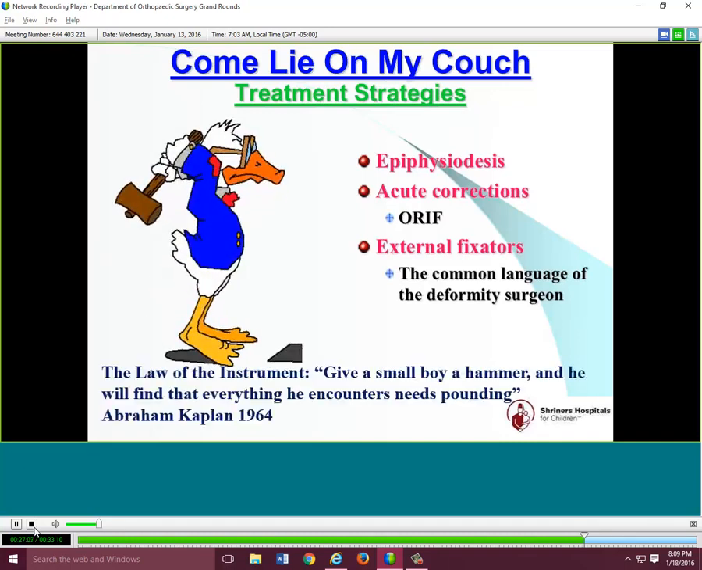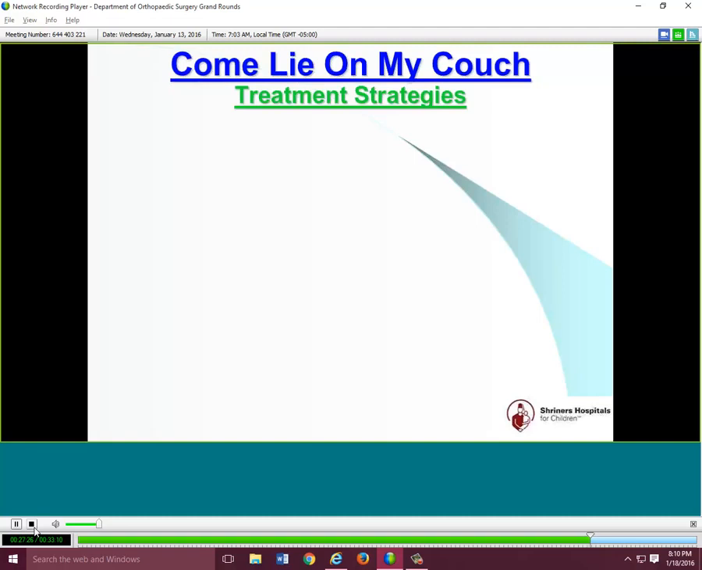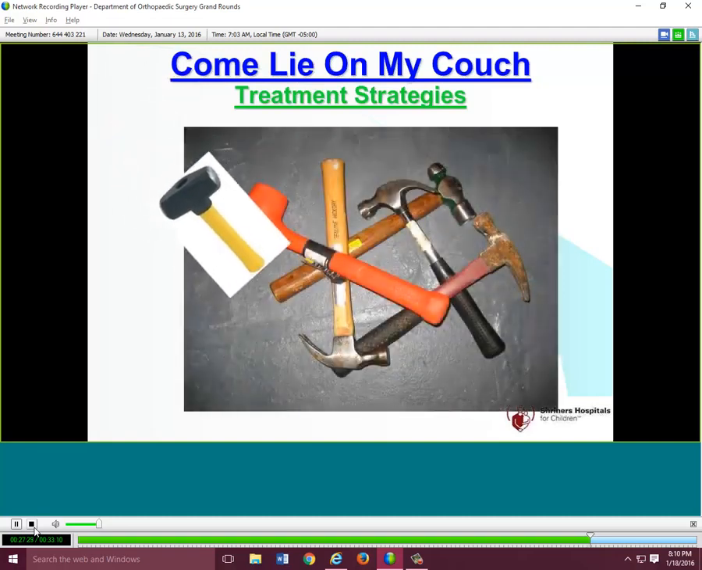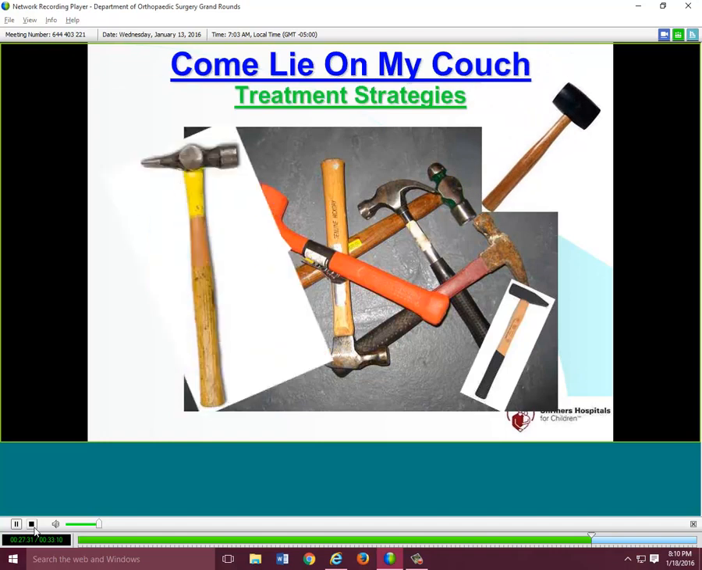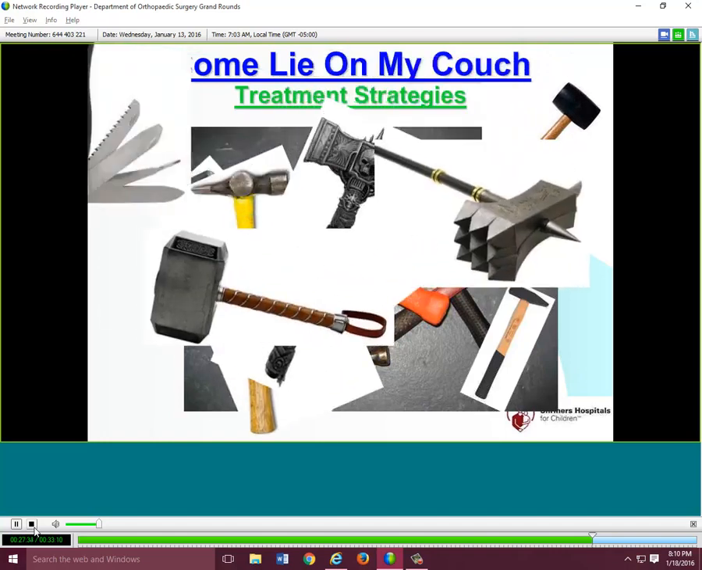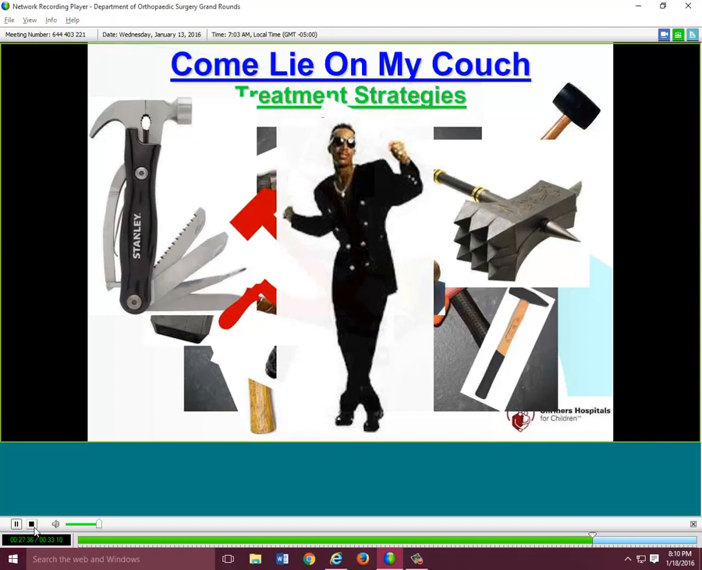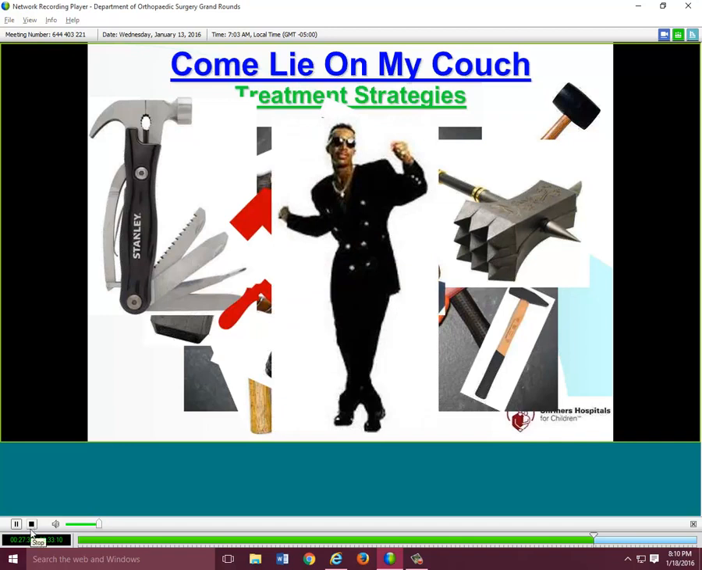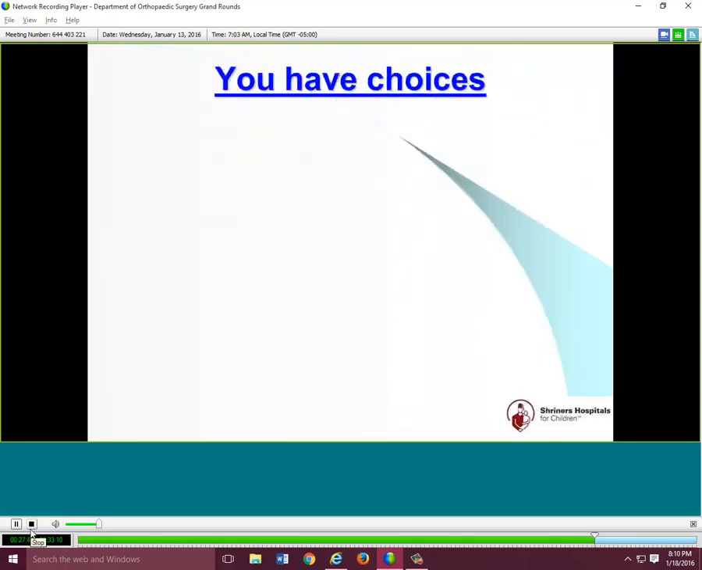Now, what we're often accused of is this. The first form of this was attributed to Abraham Kaplan, the law of the instrument. Give a small boy a hammer, and he will find that everything he encounters needs pounding, which is the same thing as if your only tool is a hammer, every problem looks like a nail. But I'll submit that there's a whole bunch of different hammers out there that we can work with, and there's probably an external fixator for every deformity that you need. Hopefully, I was hoping you guys would catch who that was.